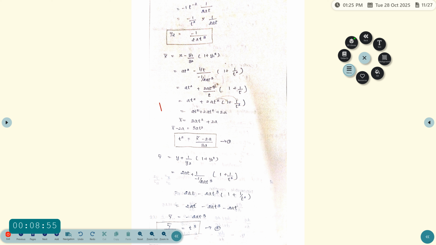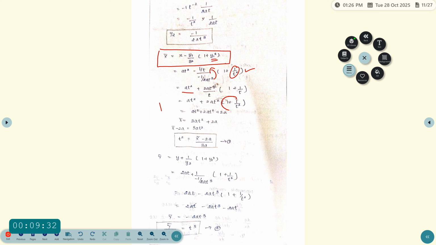Next, we have to find the value of x bar by using the formula x bar is equal to x minus y1 by y2 into 1 plus y1 square. x is equal to at square, y1 value is 1 by t, y2 value is minus 1 by 2at cube, into 1 plus y1 square. Because our y1 value is 1 by t, y1 square is nothing but 1 by t square. So x value at square, and then we have to bring this into the numerator. It becomes its reciprocal as 2at cube by minus 1. So cancelling t, we are getting 2at square simply.